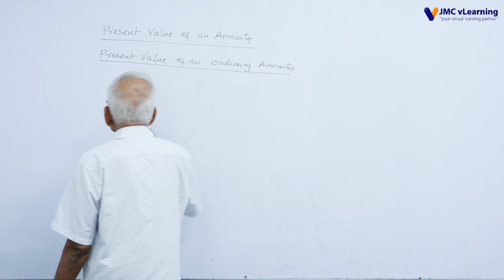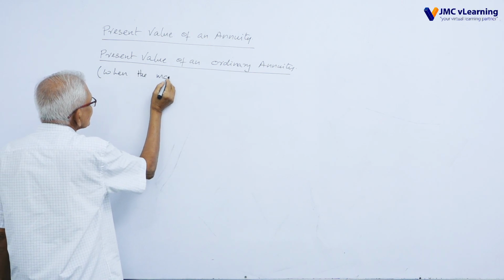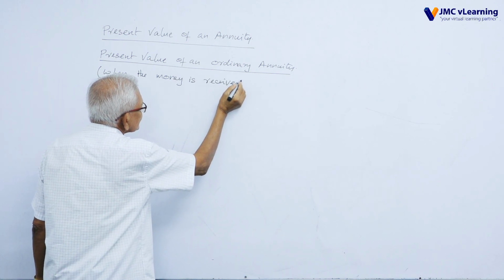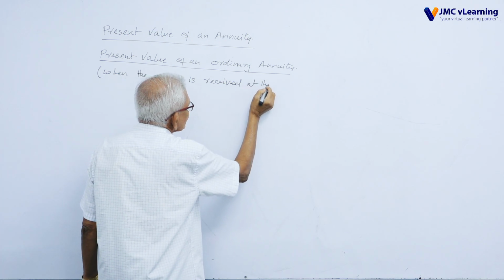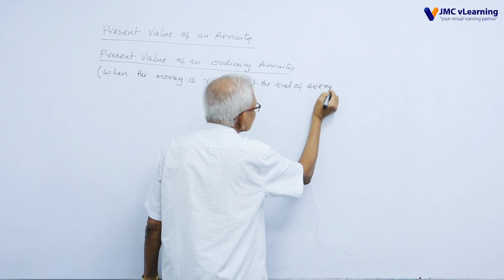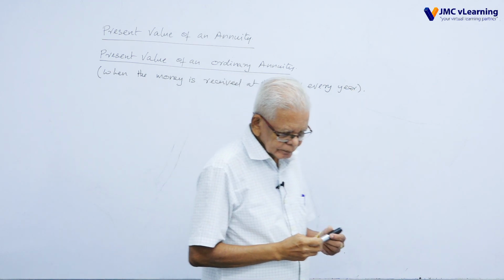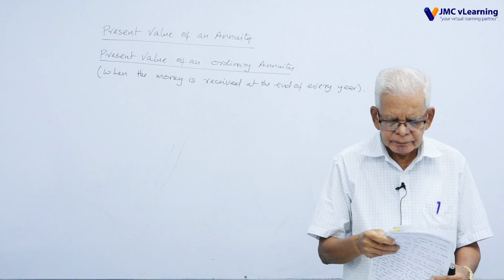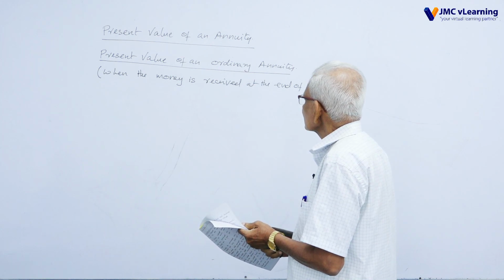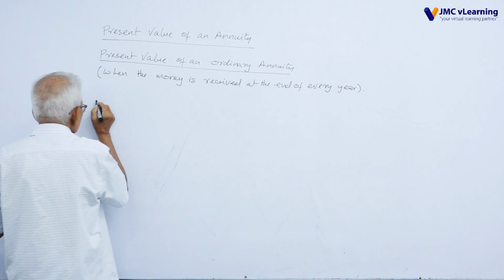When the money is received at the end of every year. Ordinary means at the end, when the money is received at the end of every year. Take down the formula. I'll explain what's meant by this present value.